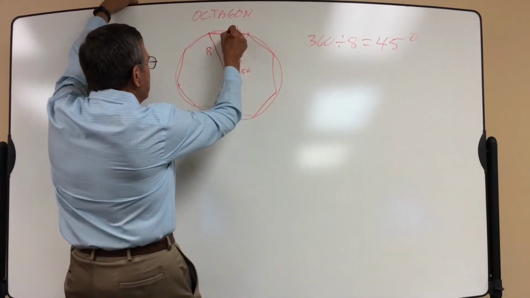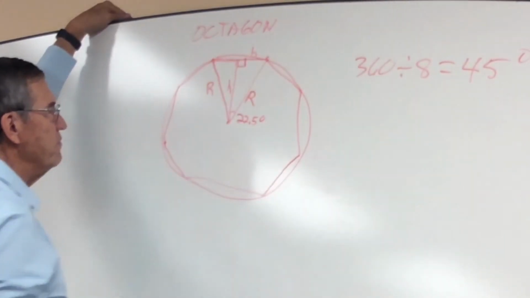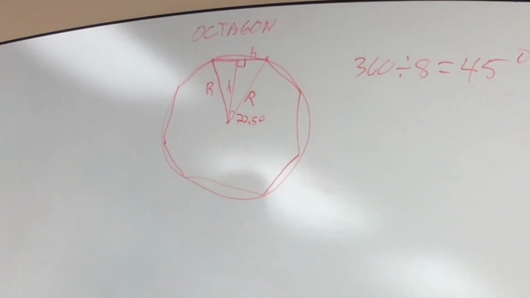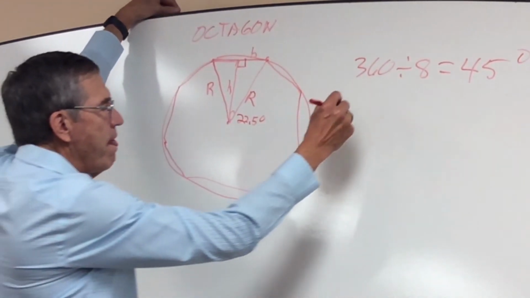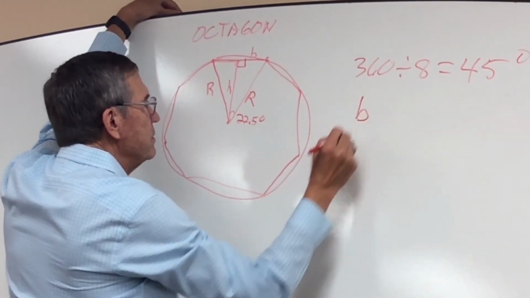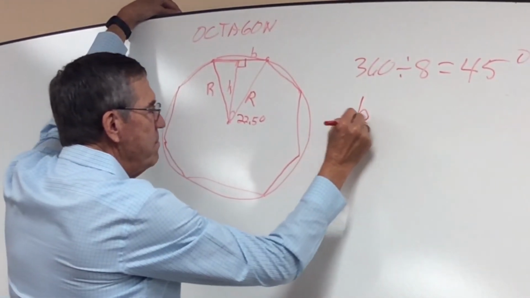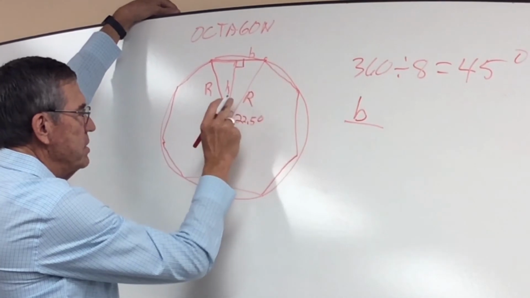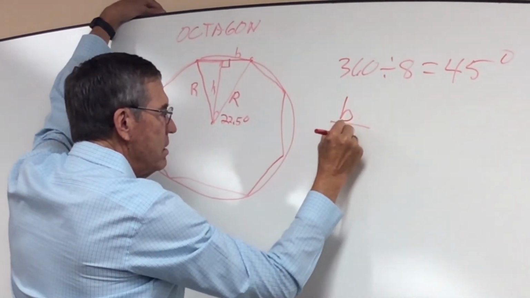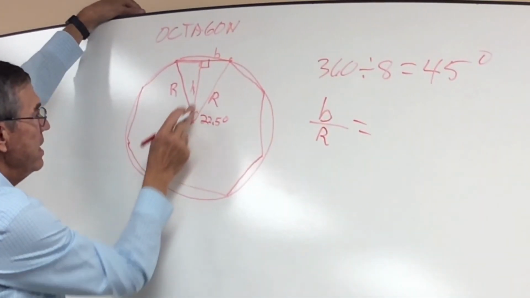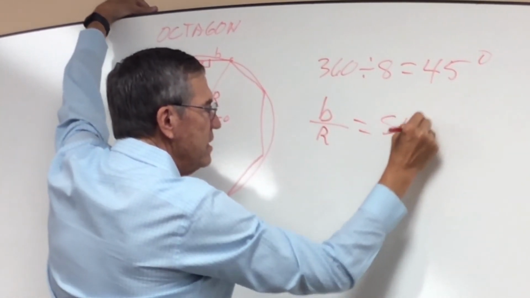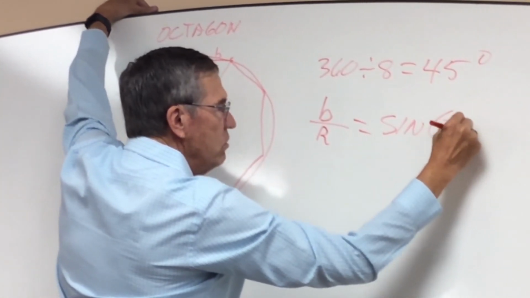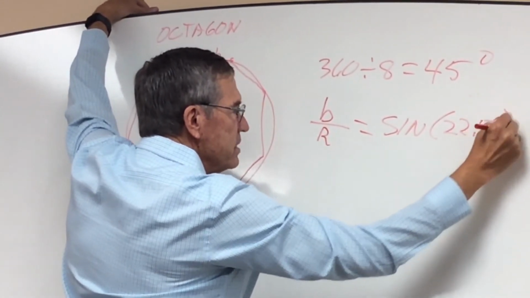So we have a right triangle here, as we've used before. Therefore, we can use sines and cosines. Let's find b. Well, that little base, okay, divided by the hypotenuse, r, is going to be the opposite over hypotenuse, the sine of 22.5 degrees.